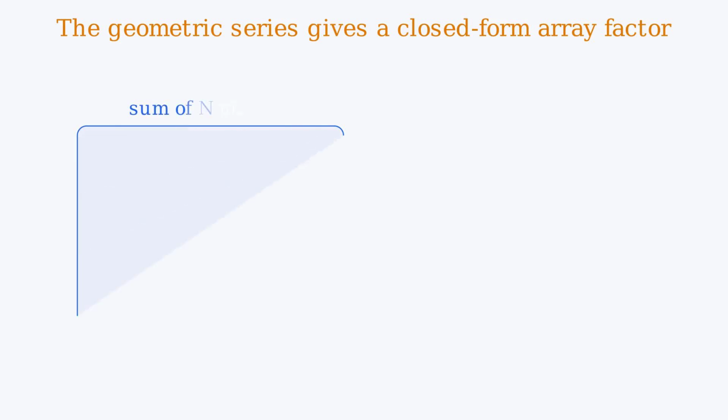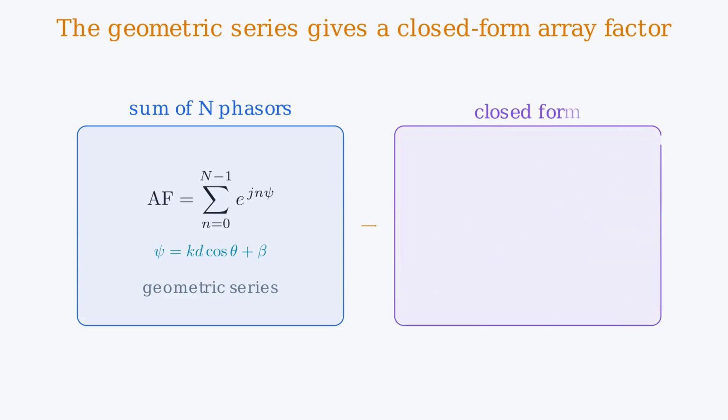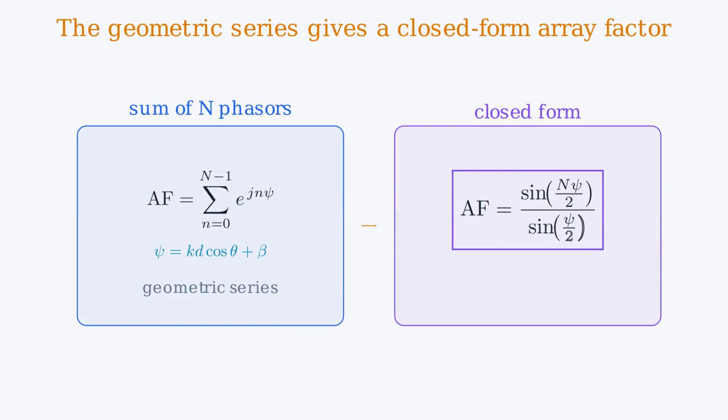Summing the geometric series gives the n-element array factor: sine of n psi over 2 divided by sine of psi over 2. When psi approaches 0, both sine terms vanish, and the ratio approaches n, which is the main beam peak. This single formula replaces the two-element cosine and carries all the beam shaping information for any number of elements.